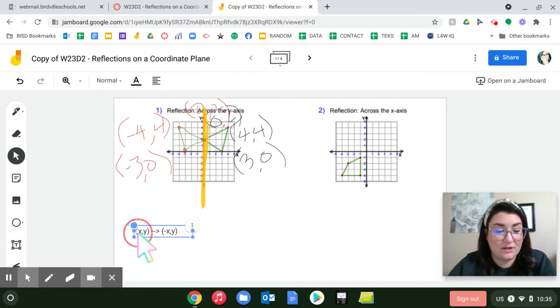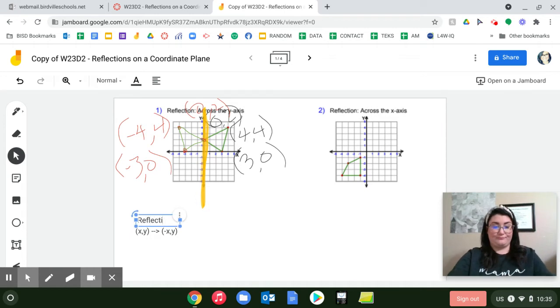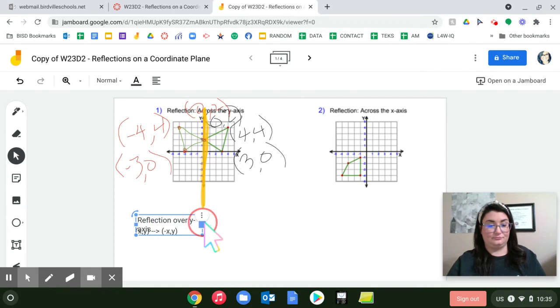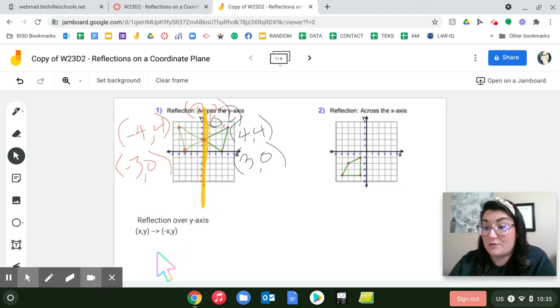And if we think back, what was the operation that happened? It was a reflection over y, over the y-axis. So this is kind of interesting. When you reflect over y, your x value becomes opposite.